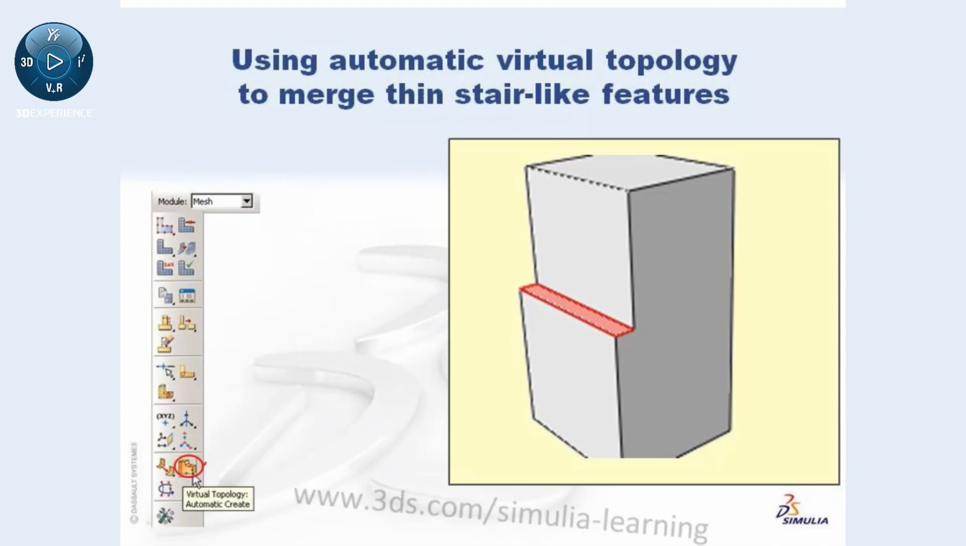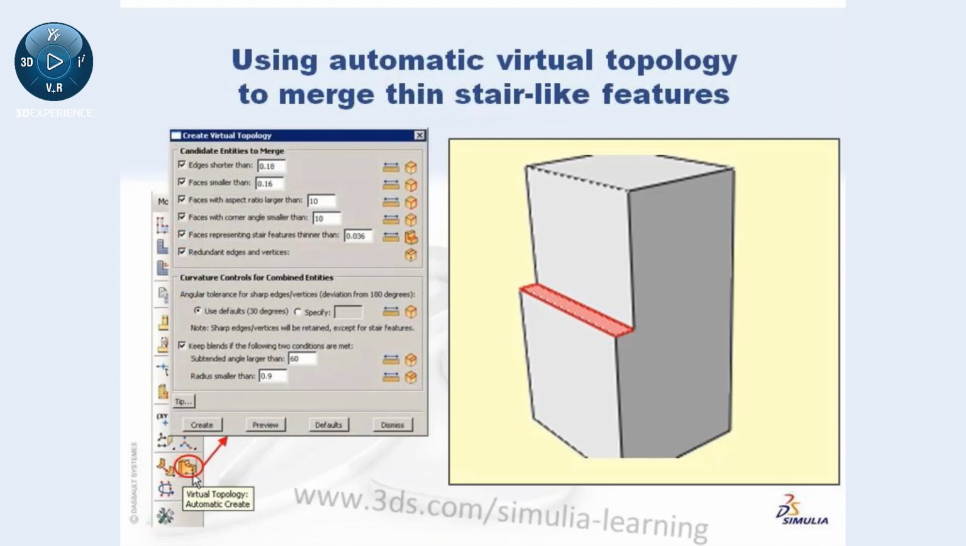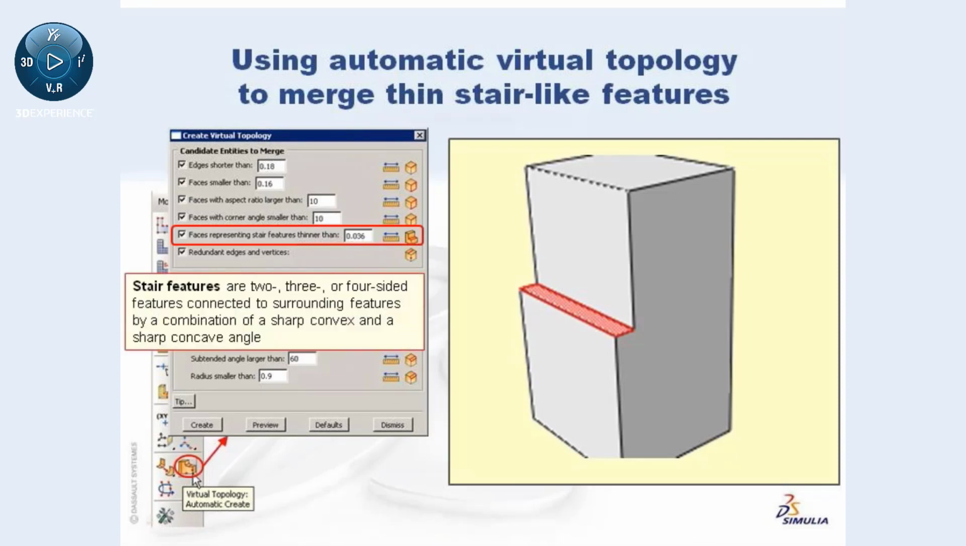You can use the automatic virtual topology tool to detect stair-like features in a model and merge them with the surrounding geometry. Stair features are two, three, or four-sided features connected to the surrounding features by a combination of a sharp convex angle and a sharp concave angle.